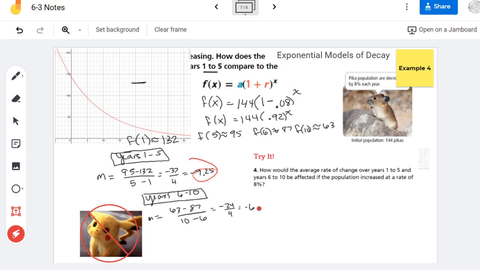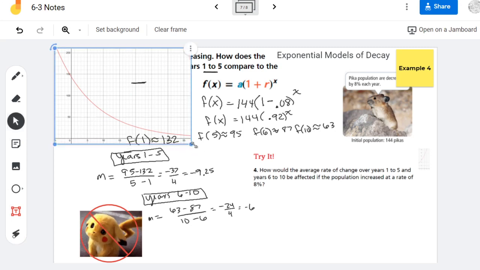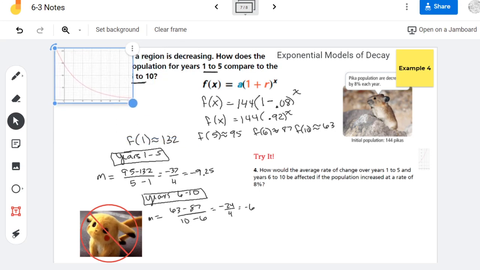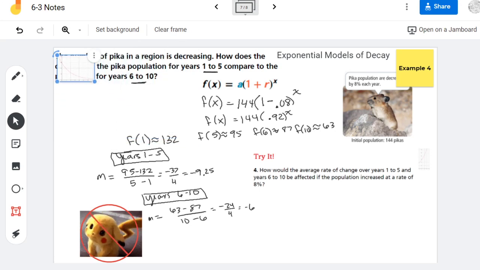That's what you're seeing. And it kind of makes sense since a percentage of the population is passing away, it would make sense that as time goes on, less and less animals are around for that percentage to impact.